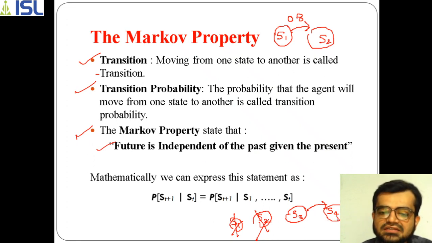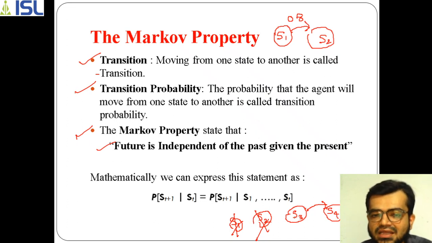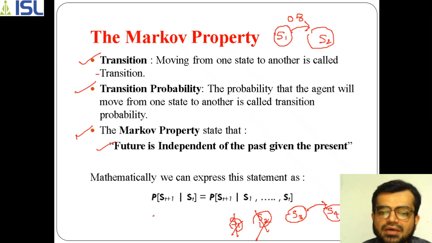The future state is S4, so it is independent of the past, meaning S1 and S2. It just concentrates on S3, the current state. That is why I said it is a memoryless process. Why memoryless? Because it doesn't hold the records of the previous states, it just concentrates on the current state. That is the main role of the Markov property.